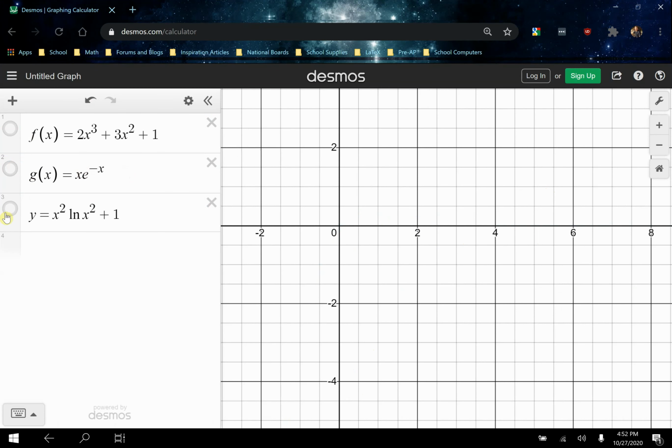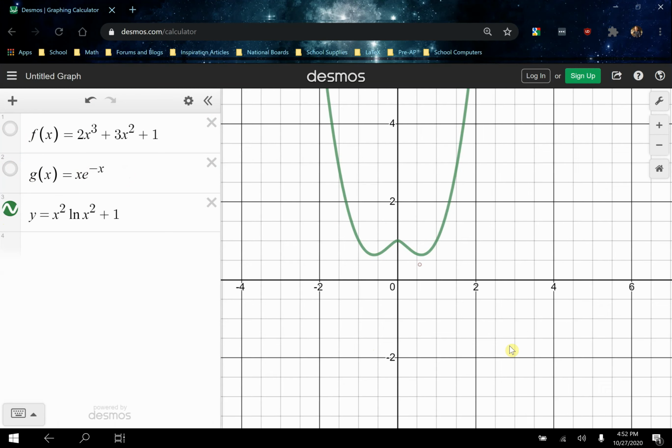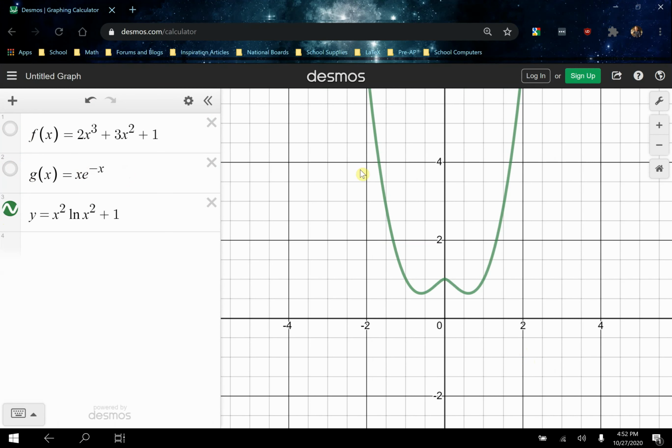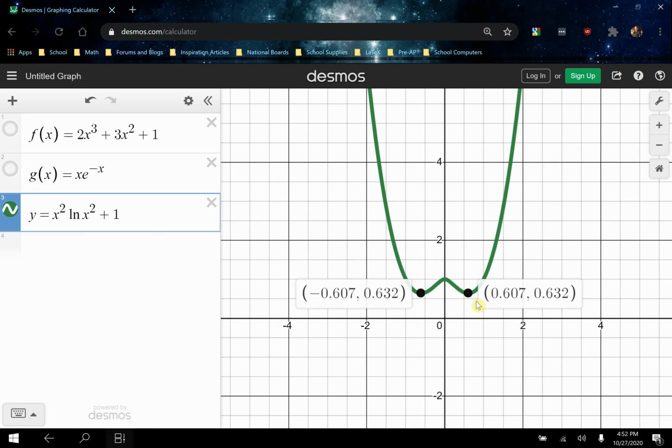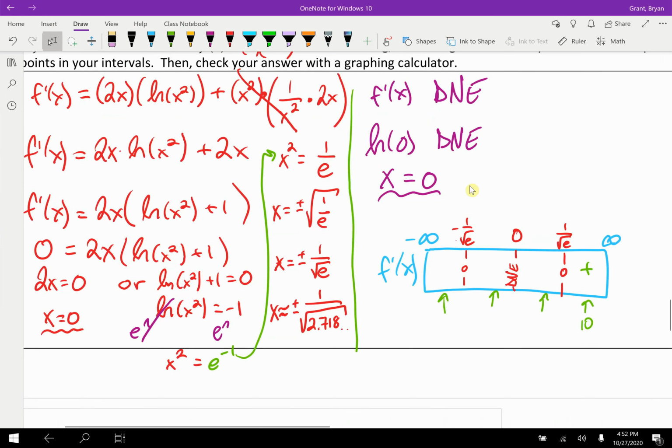Let's look at this last graph, though. The last graph looks something like this. And notice, we are decreasing until here, okay? And then we increase until here. Undefined, I wasn't wrong. We decrease until here, and then we increase after. Notice this 0.607. What do you think 0.607 is? I bet you're already guessing. Oh, 0.607, that is 1 divided by the square root of e.